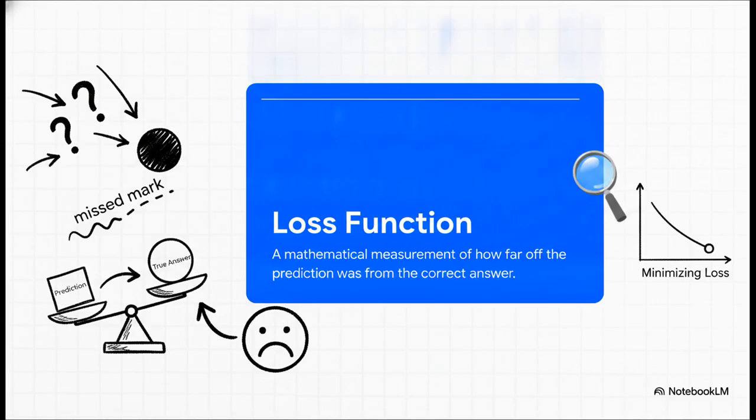Well, whenever the network makes a guess during training, it checks its prediction against the true answer. It then uses what's called a loss function to calculate its error. Essentially, this loss function is just a mathematical measurement asking, just how badly did I miss the mark? And the fundamental goal of the entire learning process is simply to minimize that loss.